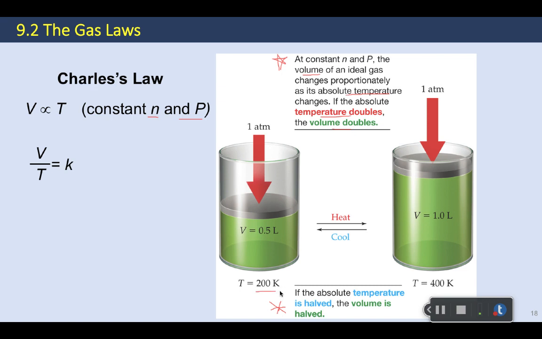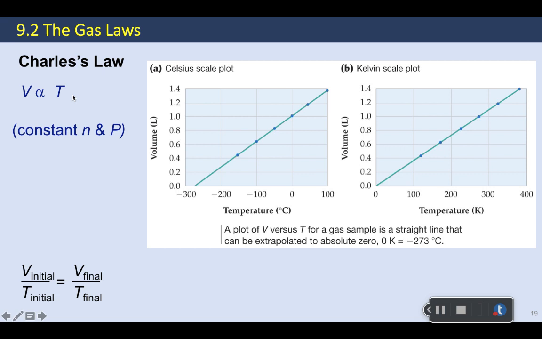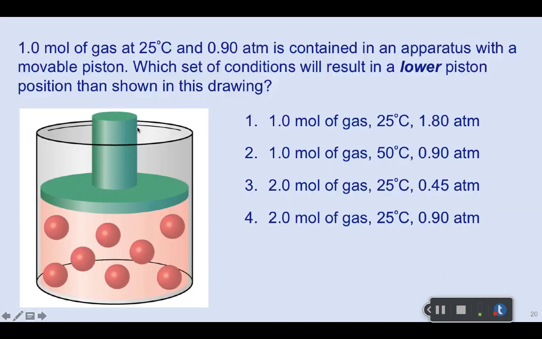So what are we looking at here? We have a temperature of 200 to begin with, a temperature of 400 at the end, and so you go from a volume of 1/2 liter to a volume of 1 liter. So as the temperature doubles, the volume also doubles. So volume is directly proportional to the temperature. Another way of looking at that is to see the graphical relationship between volume and temperature. You get a linear relationship, a direct relationship, as long as the number of moles and pressure are constant. That's key, or this relationship won't hold.